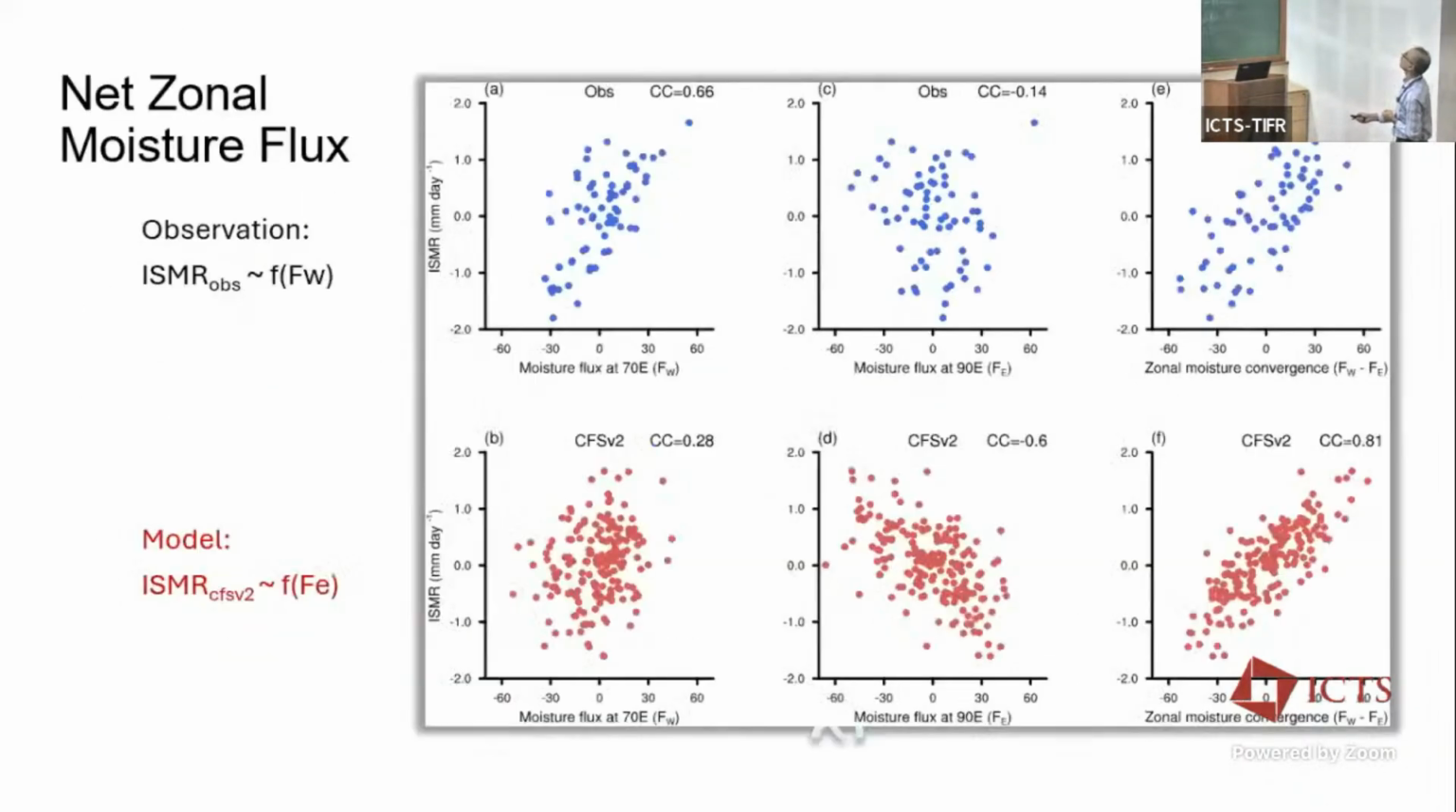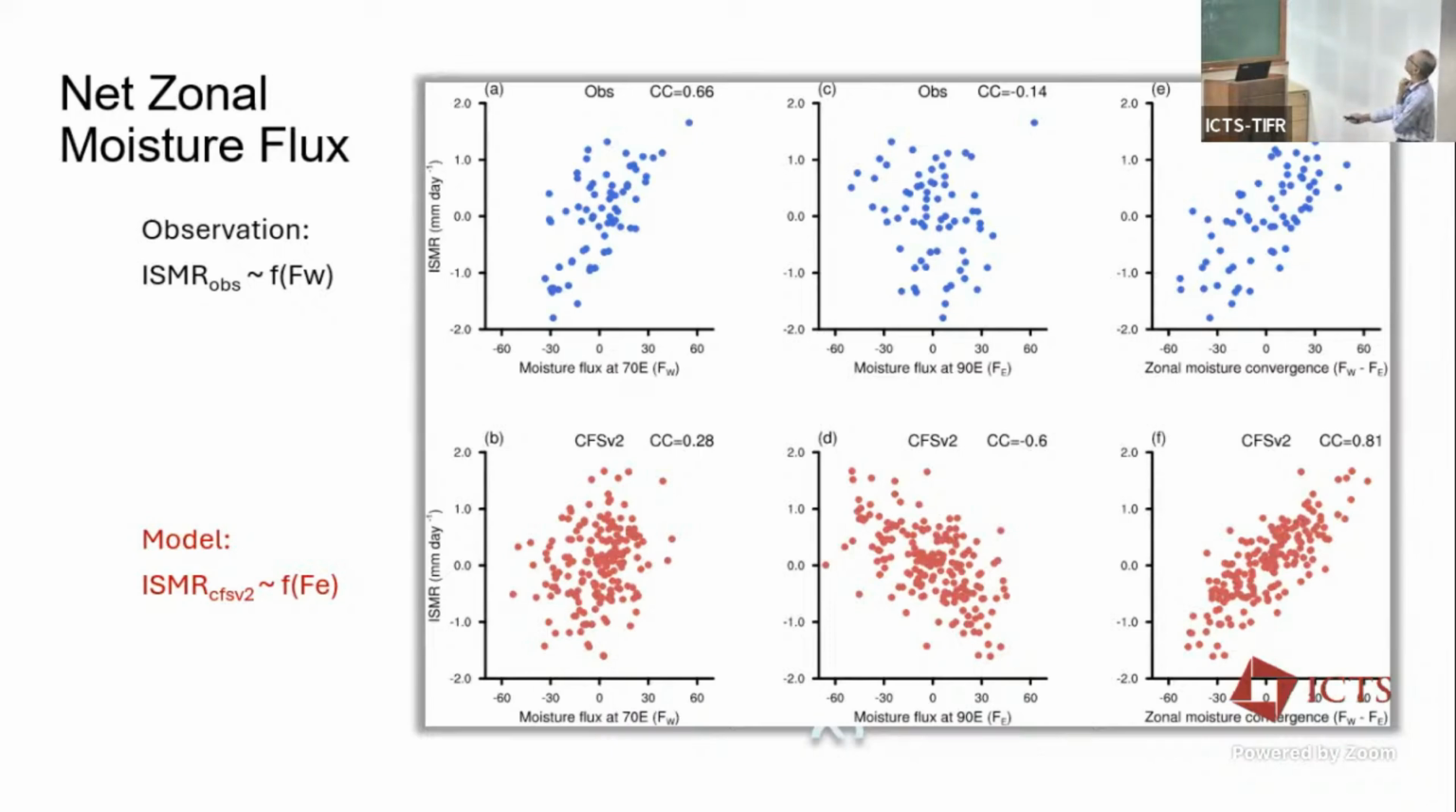for this particular model, this is for the observation. This is the moisture flux at 70 east and Indian summer monsoon rainfall. This is observation, positive correlation. For the CFS-V2 here, the correlation is much weaker. So the model does not respond to the western parts of the Indian Ocean or Indian region. For the eastern side, at 90 east, this relationship has a much stronger negative slope, right? So suggesting that the model is much more sensitive to the moisture flux at the eastern boundary.